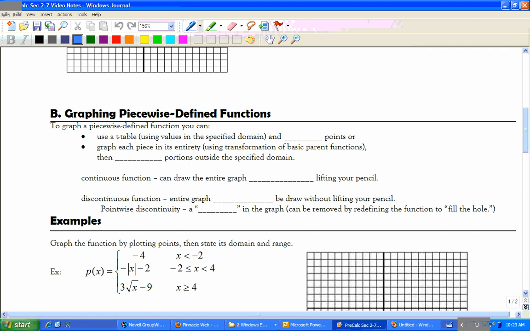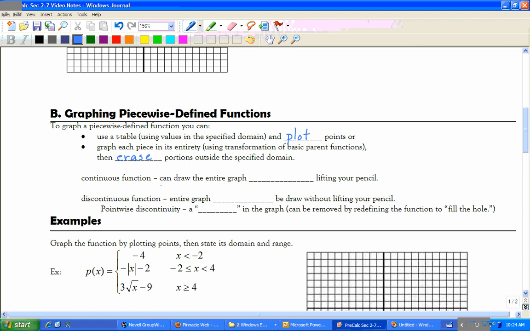Okay, so graphing a piecewise function, there are two ways we can look at graphing. One is using a t-table, where we use values that are in the domain listed after that piece of the function. Once we have points on the t-table, we can just plot those on our graph. Another way is we can use the transformations of our parent functions, graph everything in its entirety, and then go back and erase the parts we don't need that aren't in our domain.